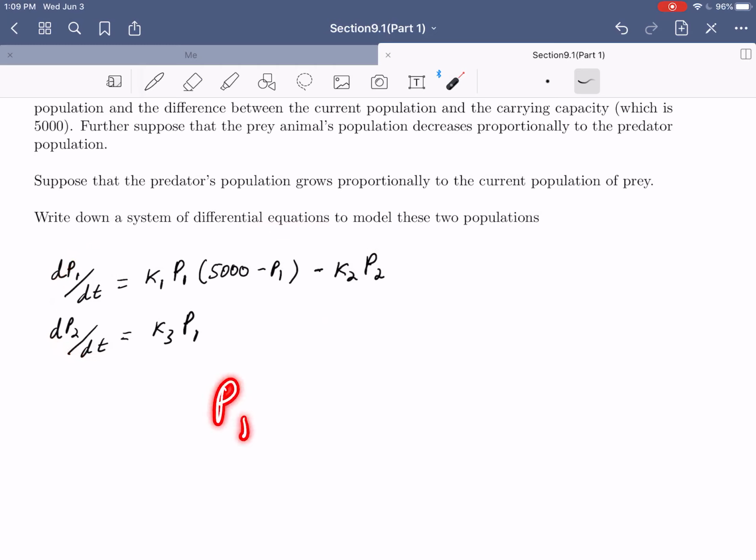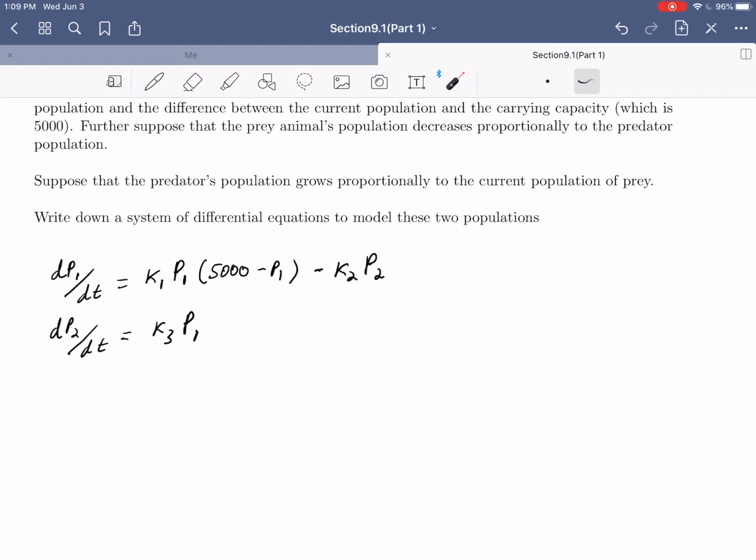If P1's population is large, then that means that P2 is going to increase, because the more prey there are, the more predators there are. But the more predators there are, that means that the population of prey is going to start to decline. If the population of prey starts to decline, then the predator population might start to decline, or at least its growth will slow. So there'll be a back and forth in terms of what is actually going to happen with these populations.